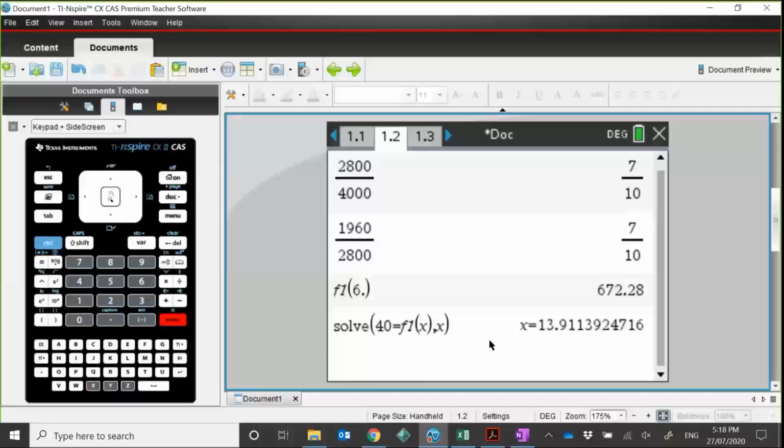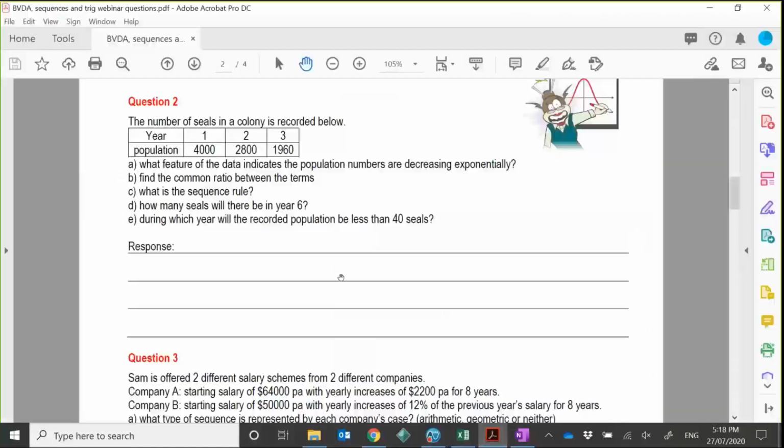Control Enter. We get 13.9. Now that means 13.9 years. So putting that in the context of the question, during which year will the population be less than 40?